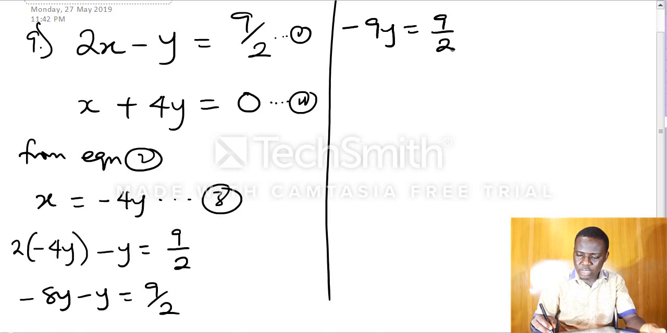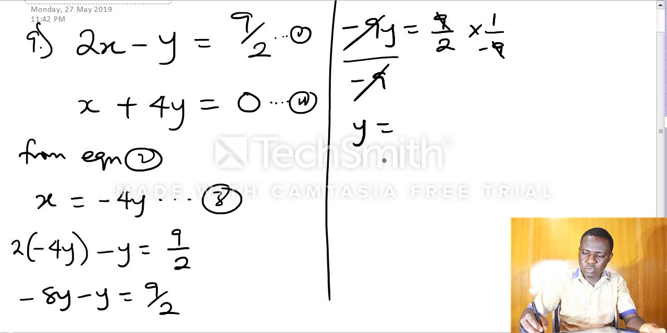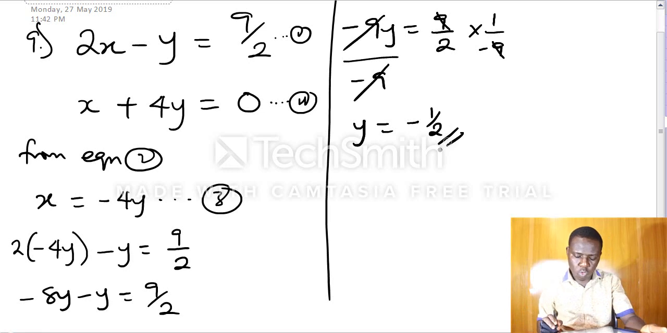Making y the subject of the formula, we are going to divide both sides by minus 9, and this is the same thing as multiplying both sides by 1 over minus 9. So this will cancel itself. 9 into itself is 1, and when you multiply out, it's going to give you minus half. So y is minus half.